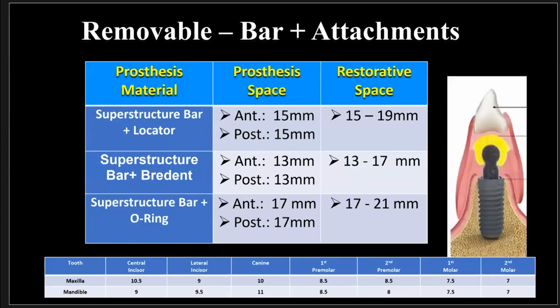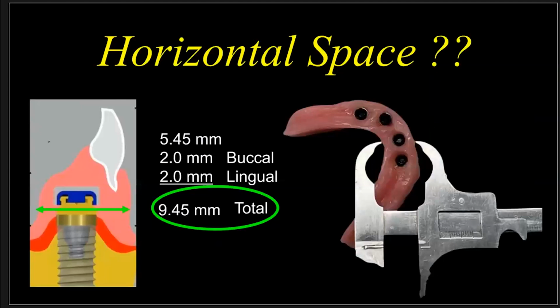And then our bar overdentures. We have different types that we can use in situations when we don't have adequate space. And then lastly, the horizontal space, we do need to consider that when dealing with these independent attachments or bar attachments. We need adequate acrylic around it.